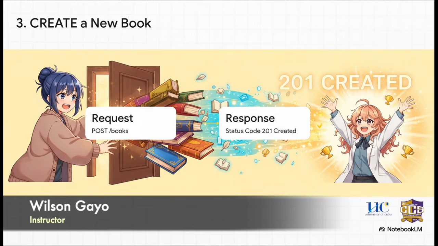Now, let's say we want to add a brand new book to the collection. For that, we use the POST method. We send a POST request to that same /books endpoint, but this time we also include the new book's details, like the title and author. The API adds it to the library and then sends us back a confirmation. It's not the data itself, but a status code, like 201 Created, which is just the system's way of saying, got it. The new book has been added successfully.